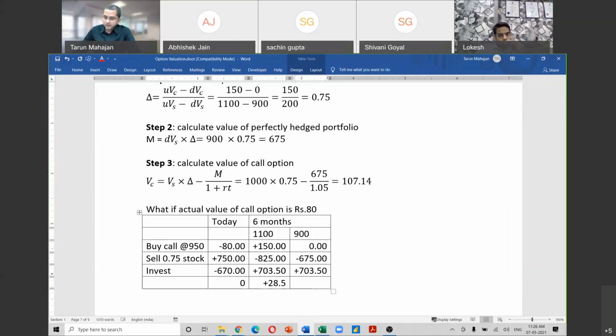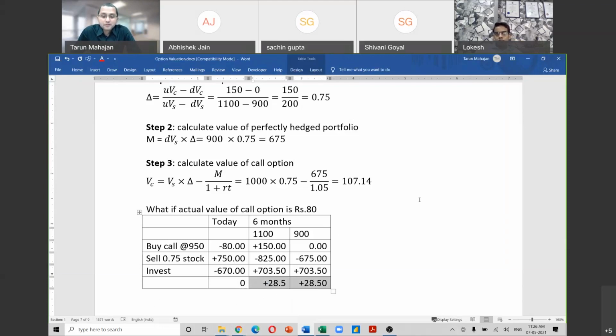So now 675 and 703.5. See the beauty. This is called arbitrage. Number one, there is no investment. Look here, 0. There is no investment. Number two, there is no risk. Look here. Even if price rises or falls, my portfolio value remains same, 28.5.